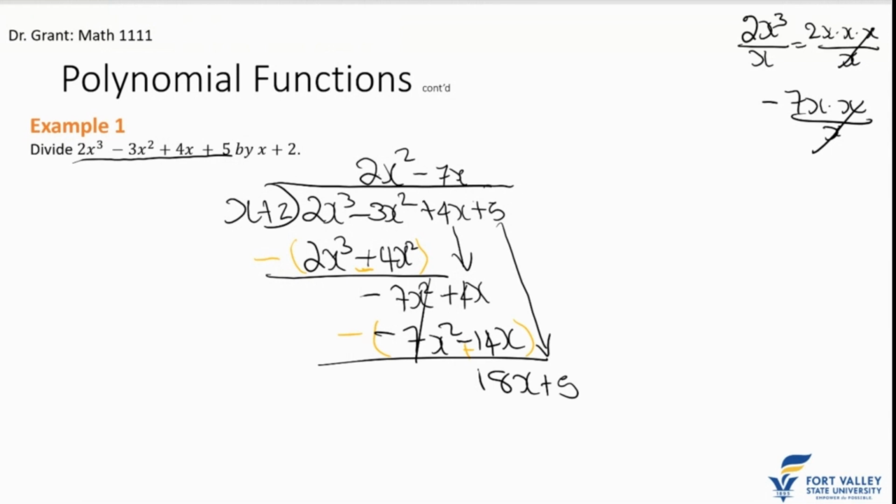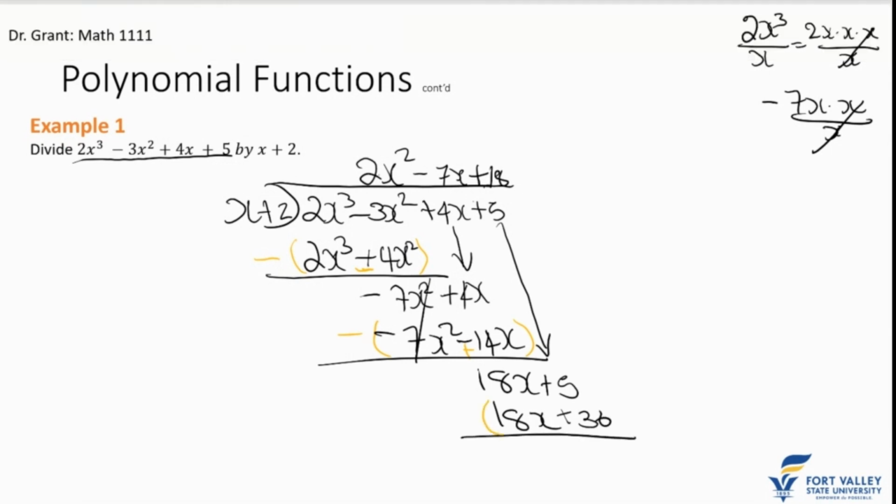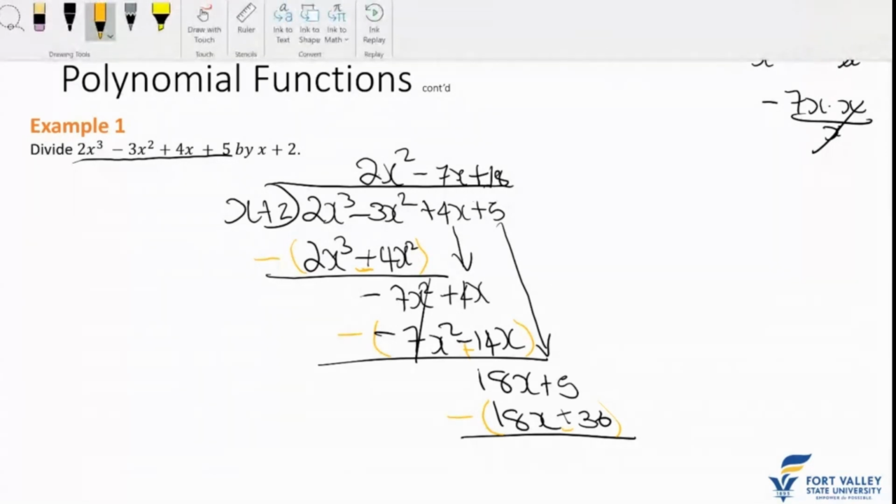x into 18x, that's just going to be 18. 18 times x will give me 18x. 18 times 2 is going to be 36. Then I will subtract. So this becomes negative 31.